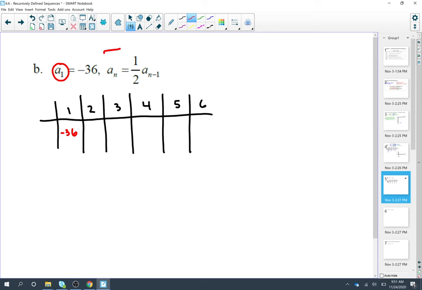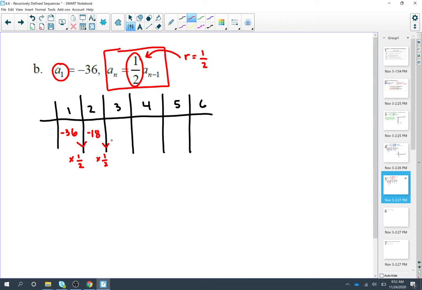Then I'm going to go look at my recursive rule. And this looks a little different because the last two we did had a plus or a minus on them. This doesn't have a plus or a minus on it. It looks like 1/2 times something. So this is telling me take 1/2 times the number before. So I'm going to multiply by 1/2. So this is giving me a common ratio, which means this isn't arithmetic. This is probably geometric. So if I multiply by 1/2, I'm going to get negative 18.